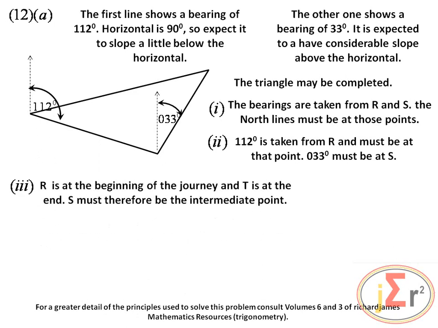R is at the beginning of the journey and T is at the end. S must therefore be the intermediate point. So those are the points. The distances of 75 kilometers and 56 kilometers must also be shown. RS is 56 and RT is 75.